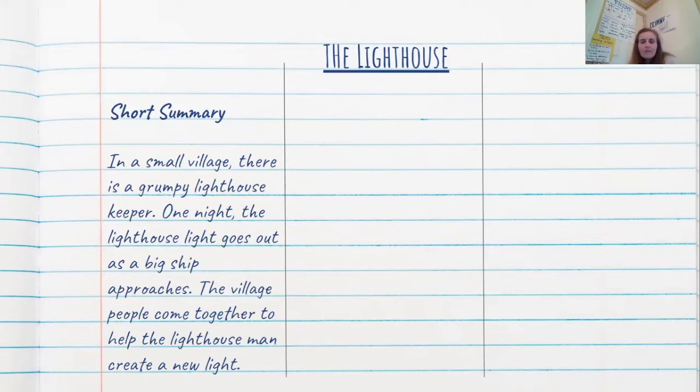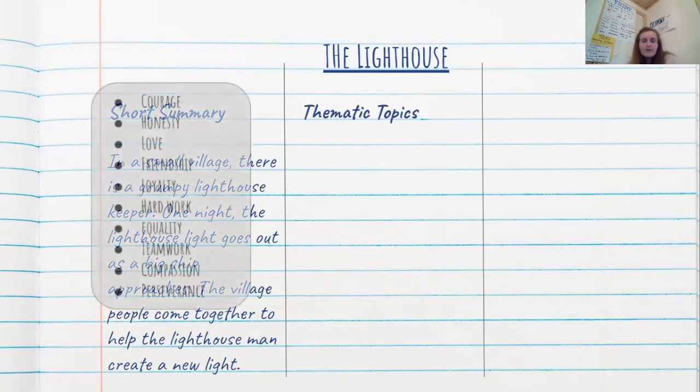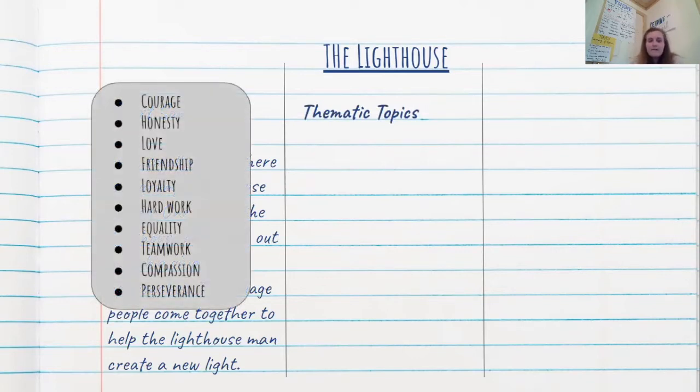Your next job is going to be to think about the thematic topics. So these might be some of our topics. So I want you to see if you can choose 3 of these topics to write down underneath of thematic topics. If you have a different topic, you can write that down too. So you're going to write down 3 topics that relate back to our story. So go ahead and pause the video and do that now.